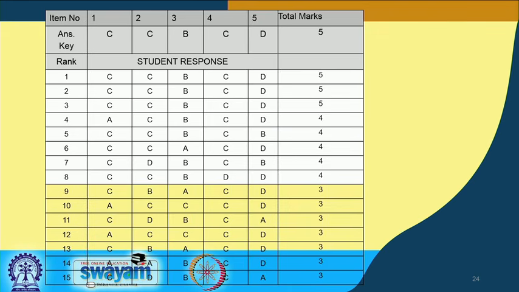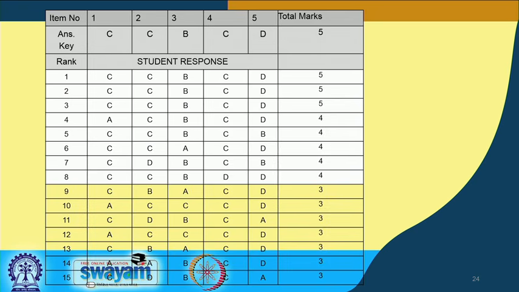So, I have covered the facilitation value and discriminative index, that means how easy the question is and how difficult the question is. The next analysis is how to design a multiple choice question. That is called test item analysis, continued.